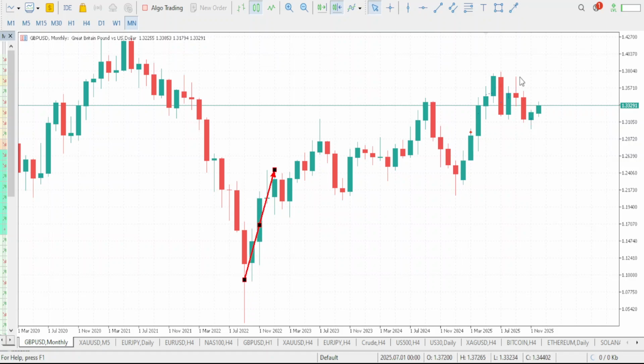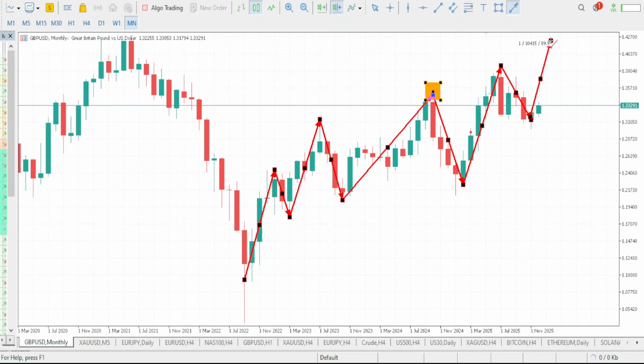This is our high. This is our higher low. This is our higher high. This is our higher low. This is our higher high. This is our higher low. This is our higher high. You can see it took out this previous high. This is our higher low. So what is the market doing now? The market wants to go ahead and give us a new higher high.